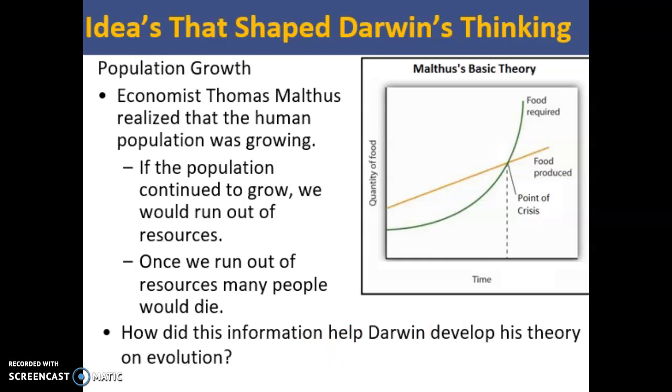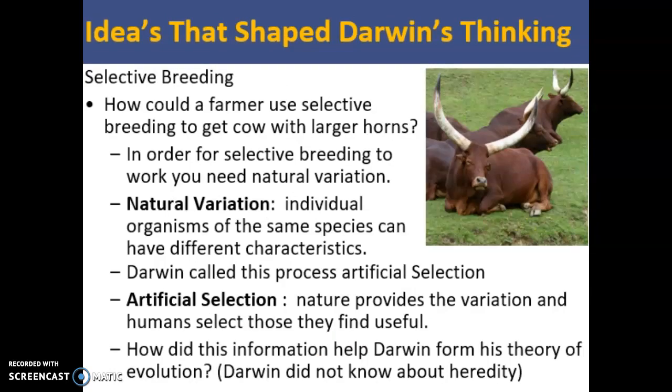The final idea that shaped Darwin's thinking was from farmers and animal breeders. Farmers knew that they could breed certain characteristics in their livestock and in their crops. So here we have a farmer who bred his cattle to have extremely large horns. Well, in order to do breeding like this, you need natural variation. Right? You need some cows that have relatively short horns and some cows that have larger horns.